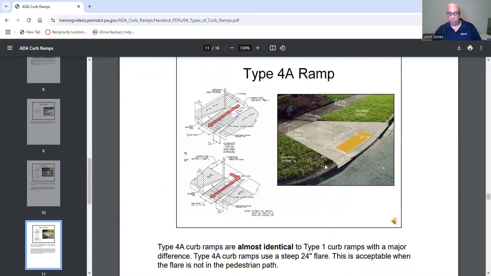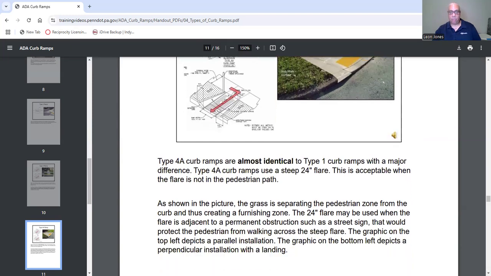You have your flared sections here, your detectable warning surface, your slope, your cross slope, and your sidewalk. Now, type 4A ramps are almost identical to type 1 curb ramps with a major difference. A type 4 curb ramp uses a steep 24-inch flare, which is 2 feet. Now, this is acceptable when the flare is not in the pedestrian path.